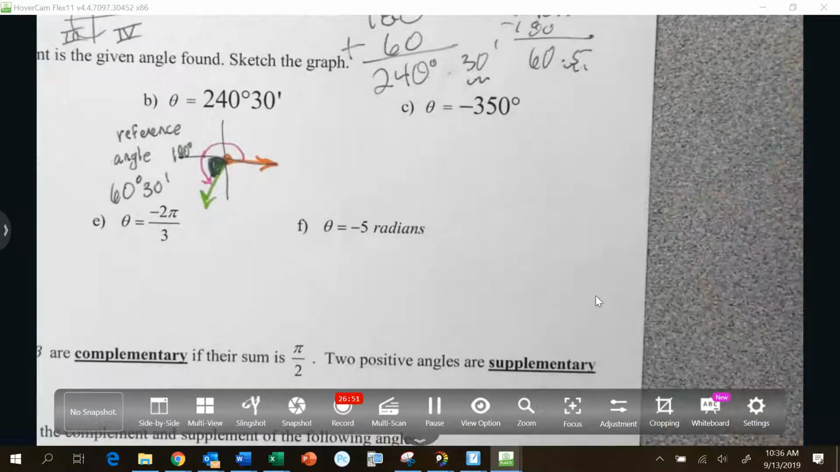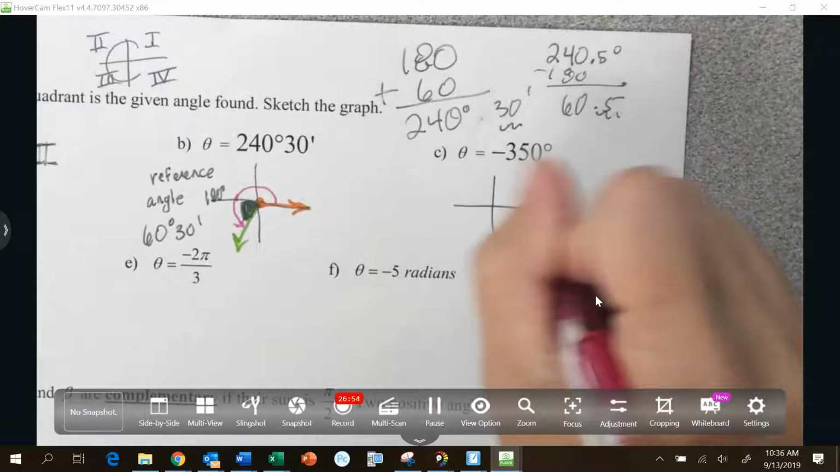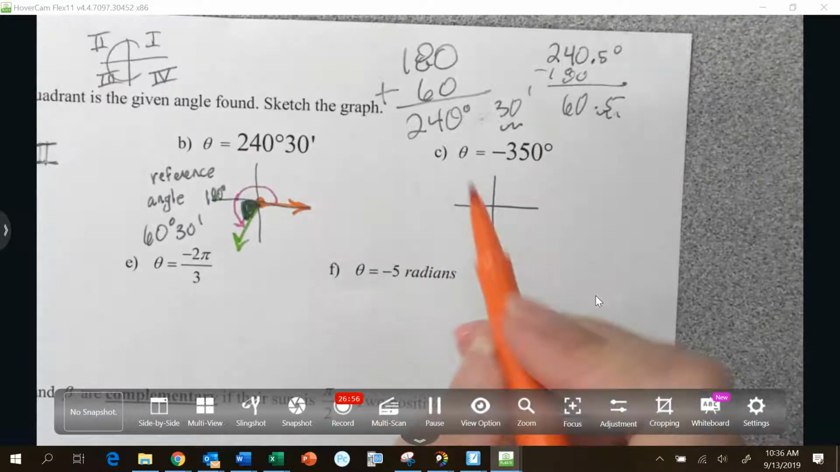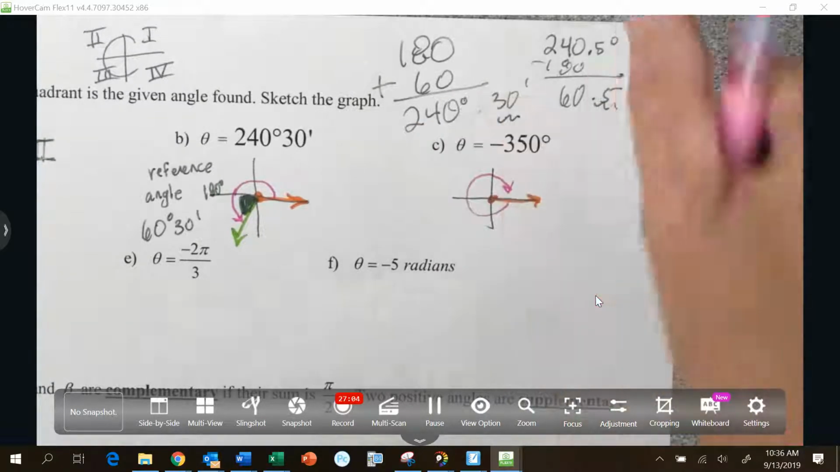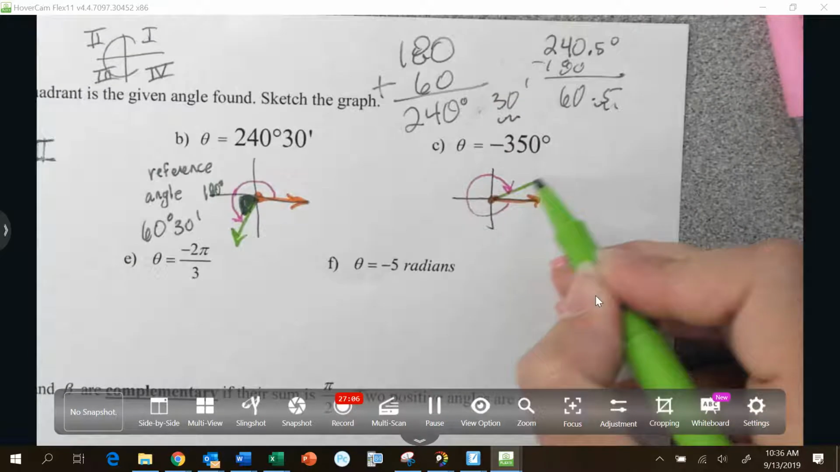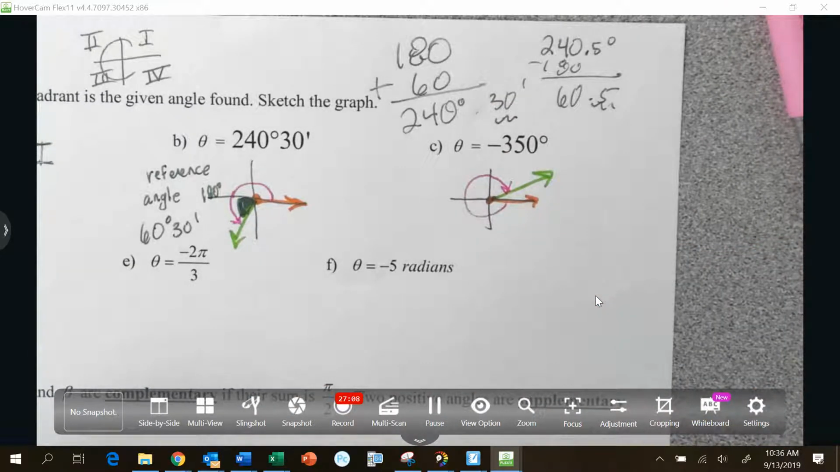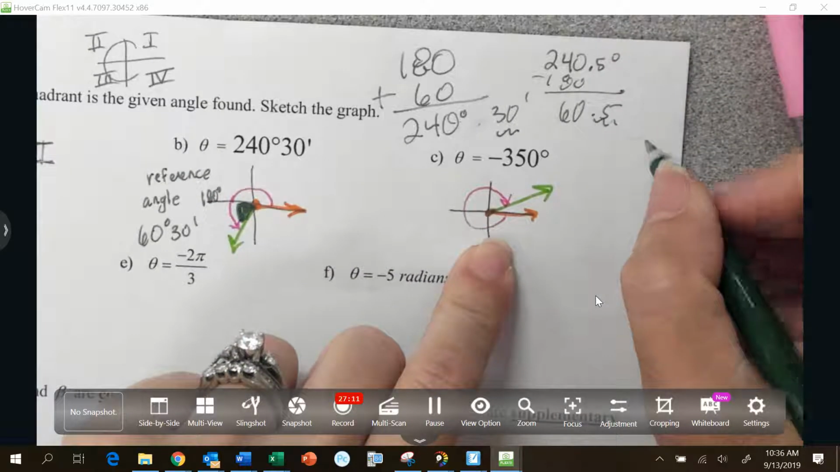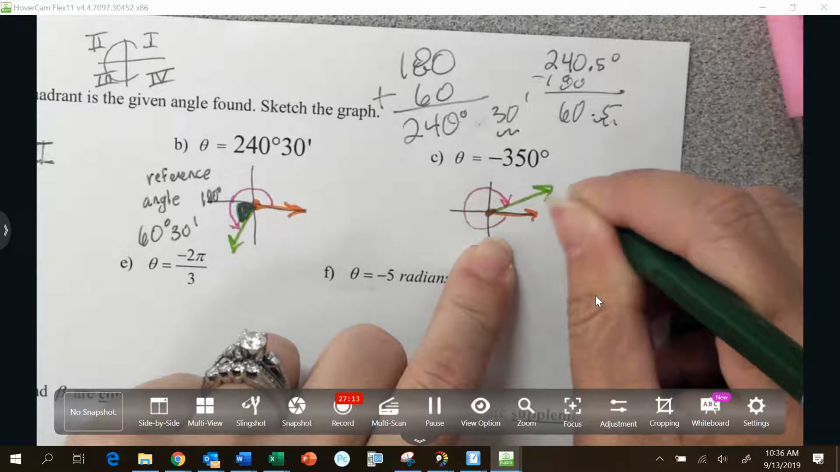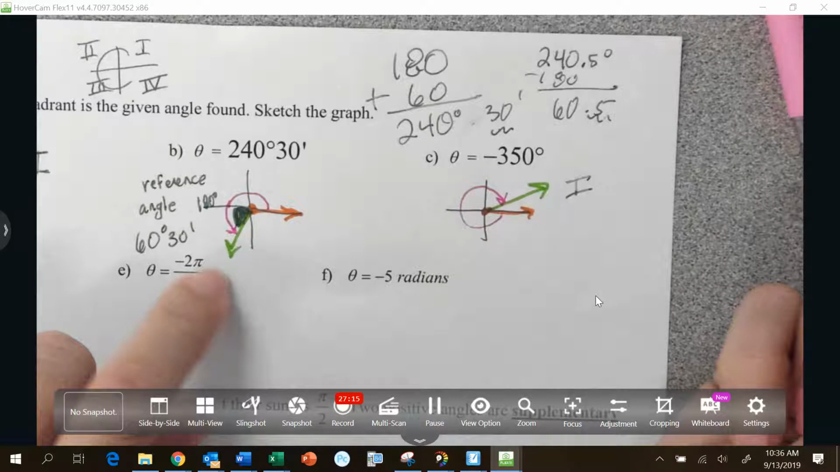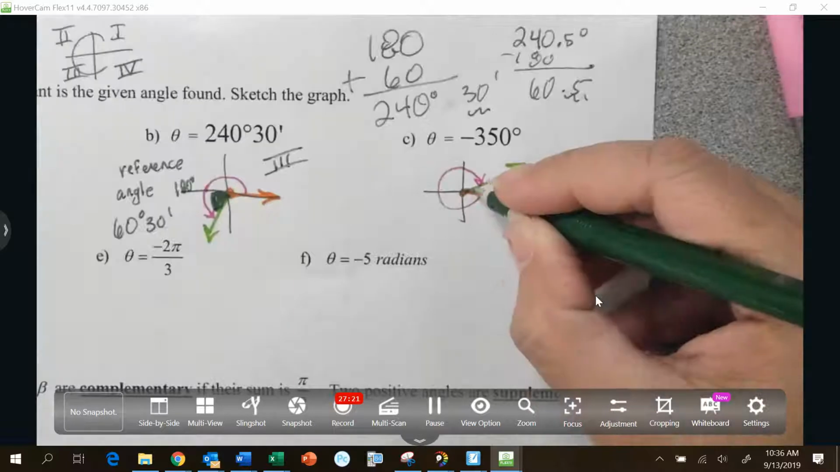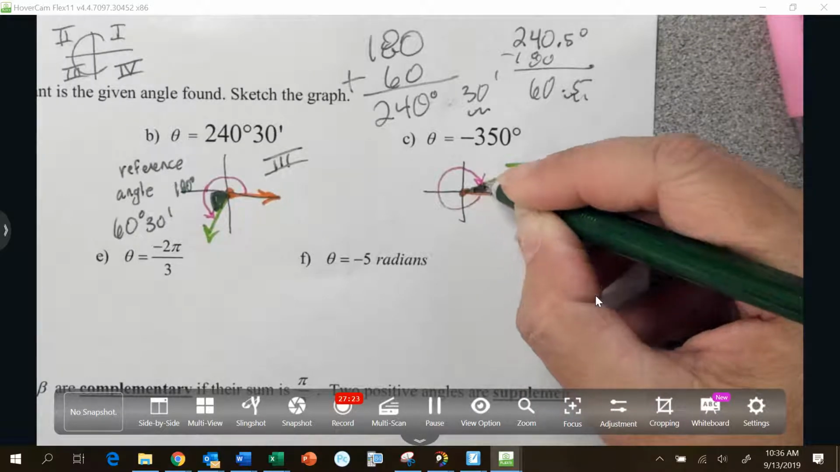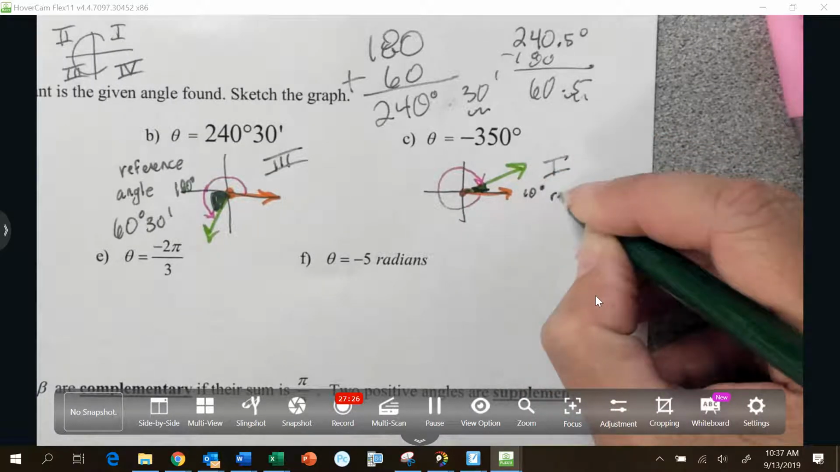Negative 350. So I'm going to go initial side at 0. I'm going to go negative, way around. We're going to end up in which, oh, I forgot to say which quadrant that one was. We're going to end up in which quadrant for C? 1. By the way, how much would it be left over to get to that axis? 10 degrees. That's a reference angle.